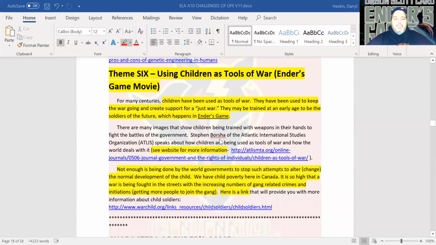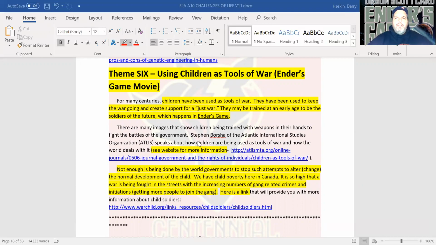Using children as tools of war, theme number 6. Children have been used as tools of war for a long time. They've been used to help keep the war going, create support for a just war. They may be trained at an early age to be soldiers of the future, which happens to be the case in Ender's Game.